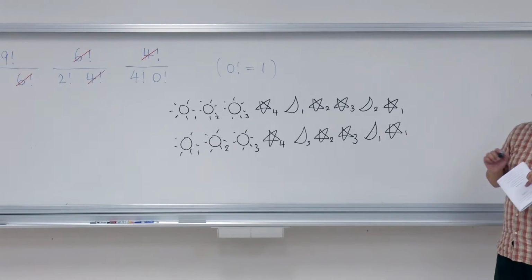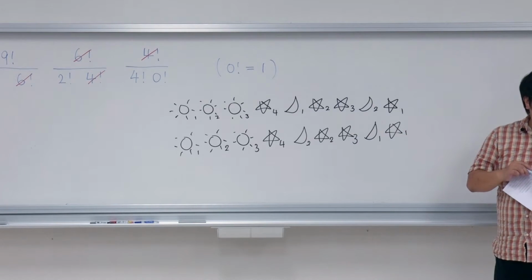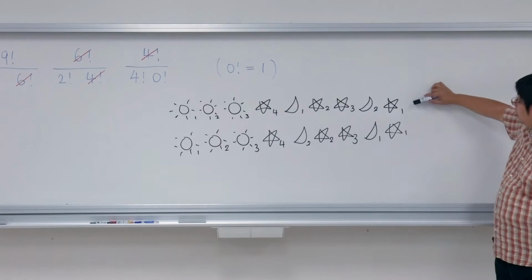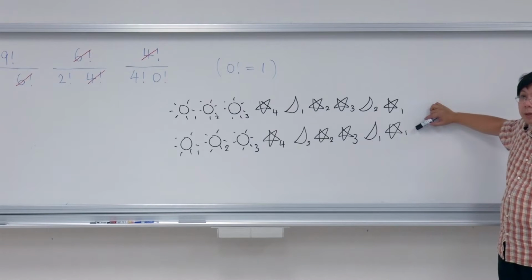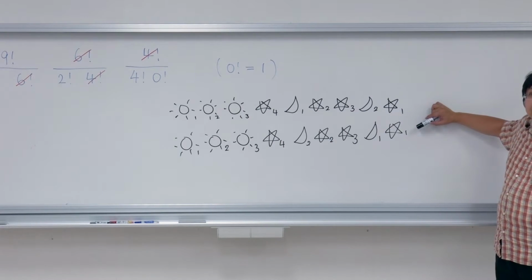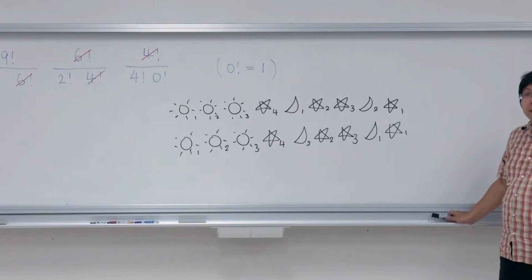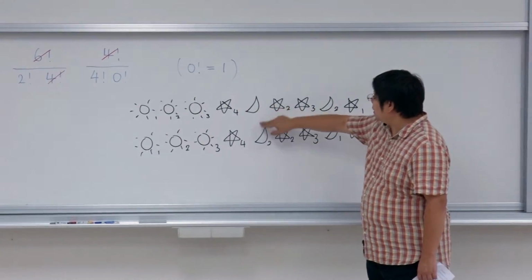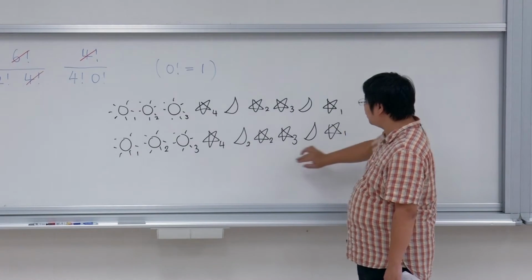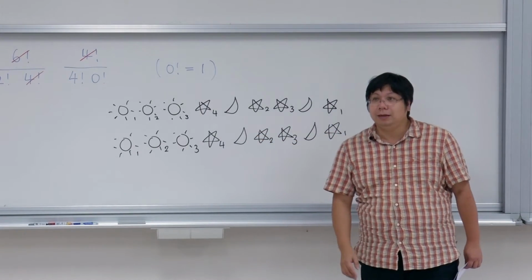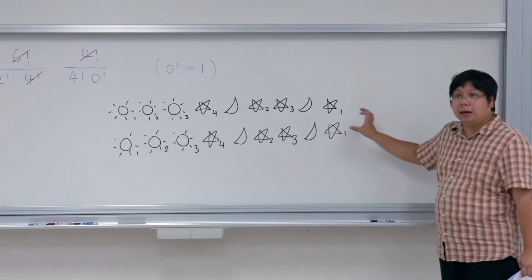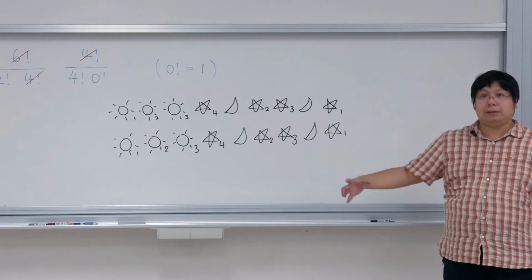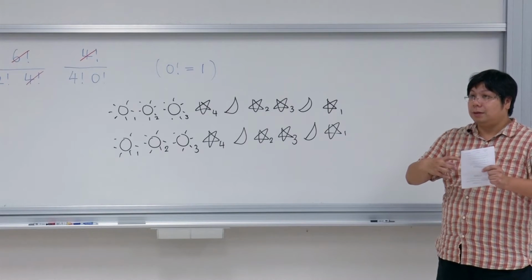Now, originally, if all of the stars, all of the moons, all of the suns are different, then we count this one and this one as different arrangements. Right? But suddenly, the moons are gone. All the moons become the same. So we don't have a 1 here, we don't have a 2 here. Is that okay? So suddenly, these two should be counted as the same group.